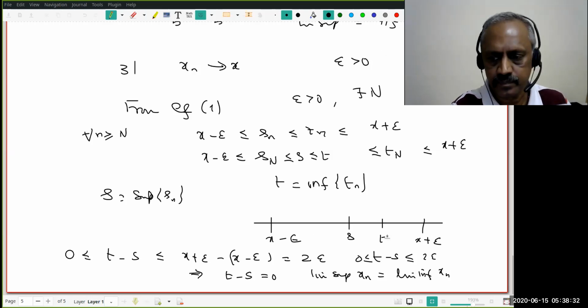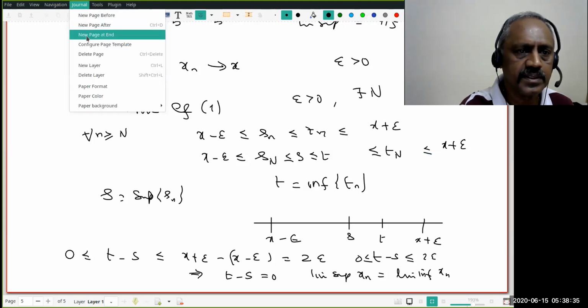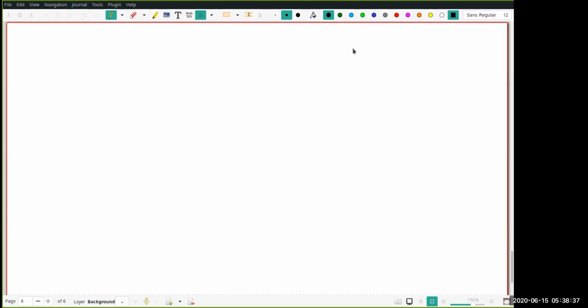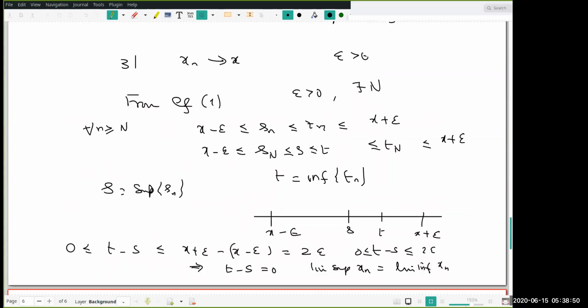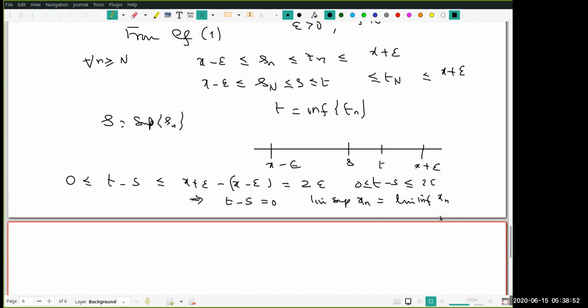Okay, so let us go to the next page. So what have I shown now? I have shown that if xn is a convergent sequence, then lim inf equals lim sup. Now we want to claim that lim inf of xn, which is equal to lim sup of xn, is nothing other than x.